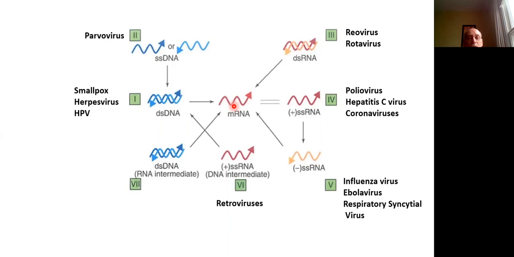And finally, some viruses bring into the cell double-stranded DNA, but they replicate through an RNA intermediate. So this is essentially the same replication cycle as retroviruses, except that the extracellular phase of that cycle is in double-stranded DNA rather than RNA. These include hepatitis B virus, sometimes called a pararetrovirus.